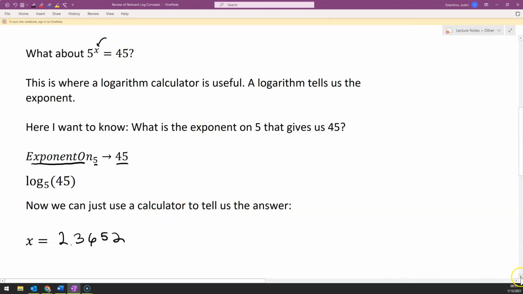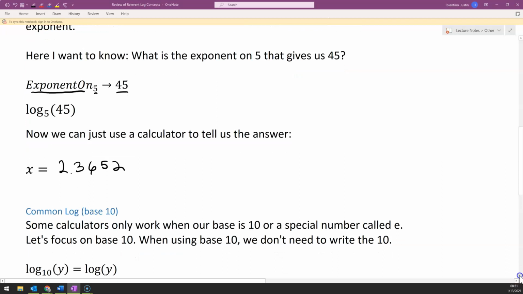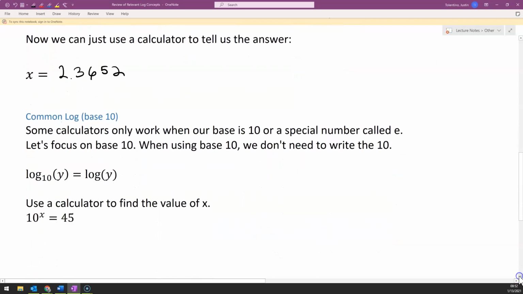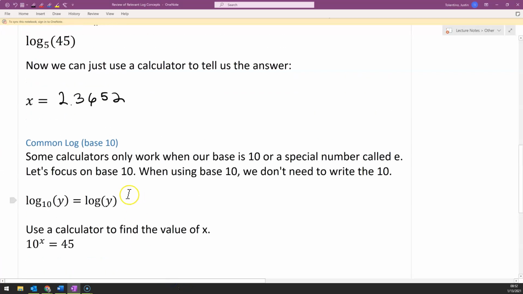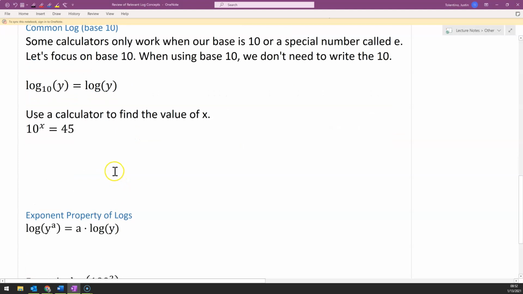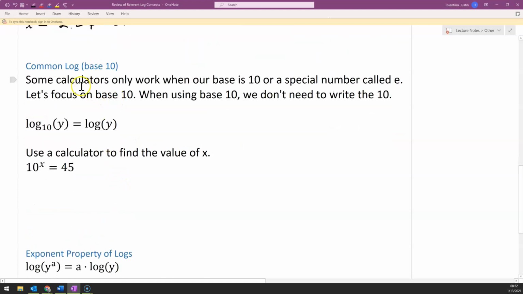So here's one problem though. I was using Desmos here to help us out, and I was able to type this exactly as I wrote it here. But a lot of times, many calculators don't have the base. So for example, here, our base was 5, right? I want to say, what's the exponent on 5? Many calculators instead give us, what's the exponent on a base of 10? And also a number called e, but we'll just focus on 10.